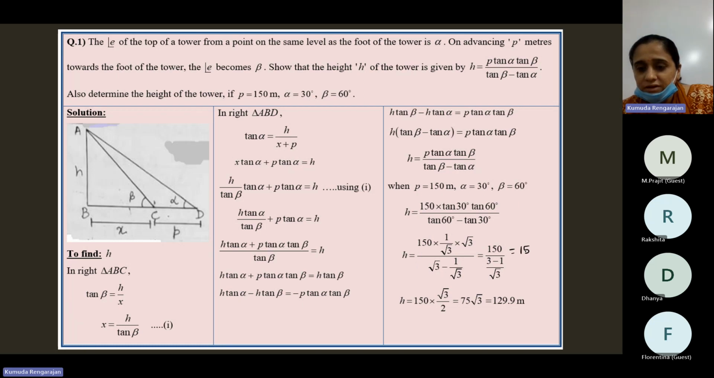This is 150 divided by 2 by root 3, because this is the numerator and this one is the denominator. So it will become 150 into root 3 by 2.